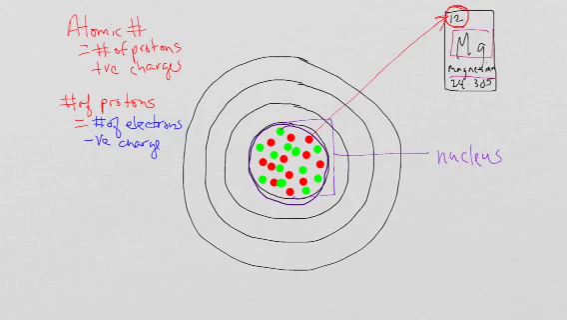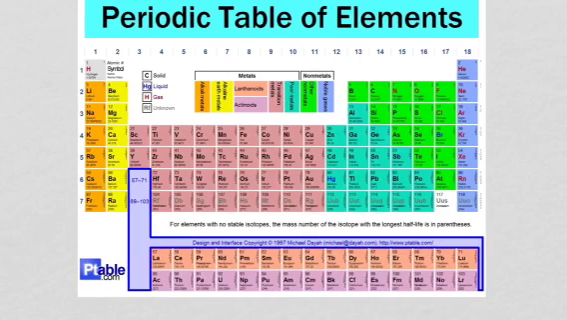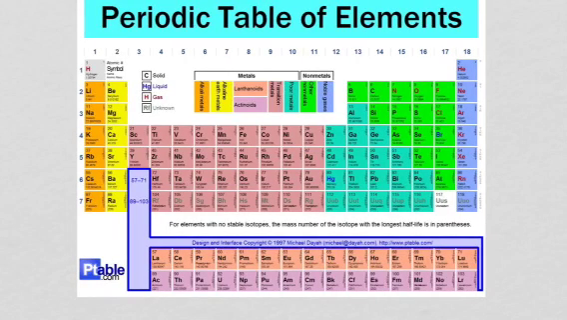Now, the way electrons actually get placed into different electron shells or orbits has everything to do with the periodic table. If we look back at our periodic table here, how many elements are there in the first period?